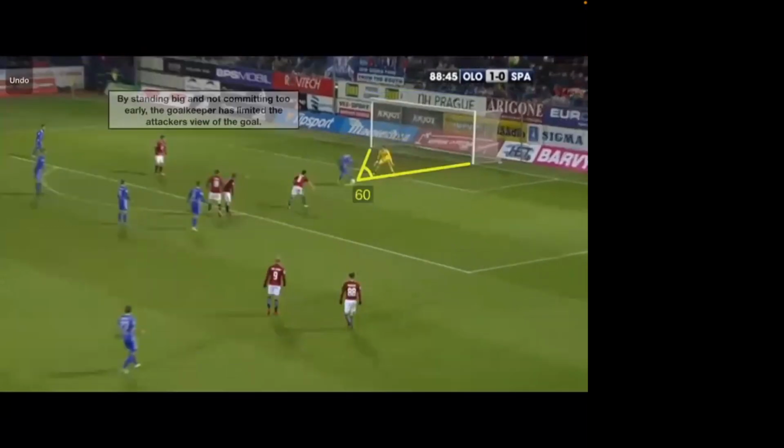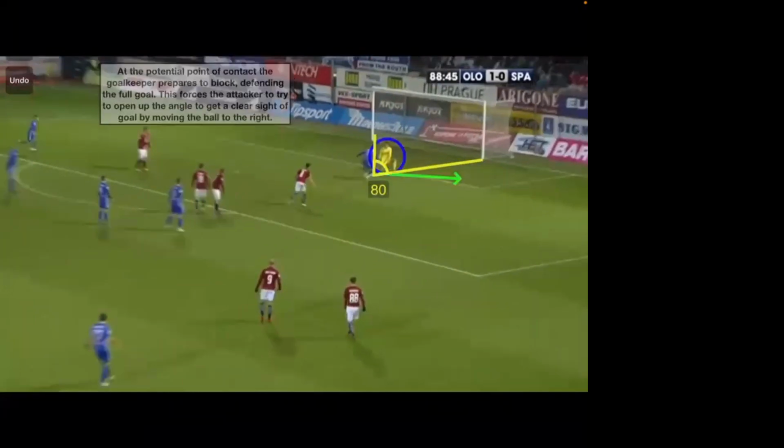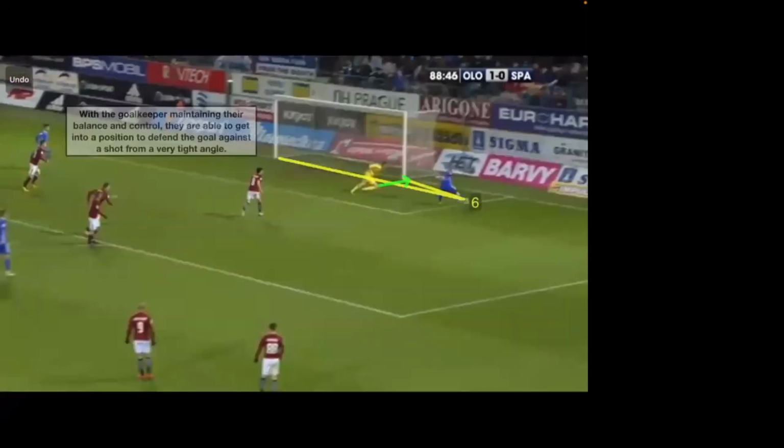As he gets there, he starts to get low, and this automatically reduces the angle that the attacker has. It reduces the amount of goal the attacker can see, and he drops into this block shape. So this is a point when the attacker actually kind of miskicks the ball. He realizes that he can't get a shot off, so he miskicks it. He changes his mind. He shifts the ball to the side.